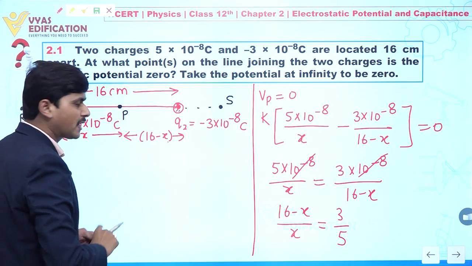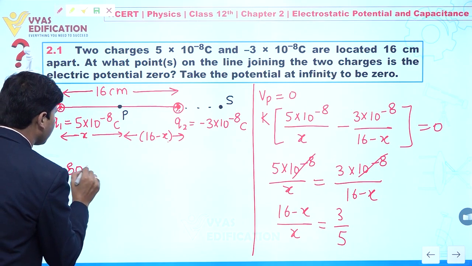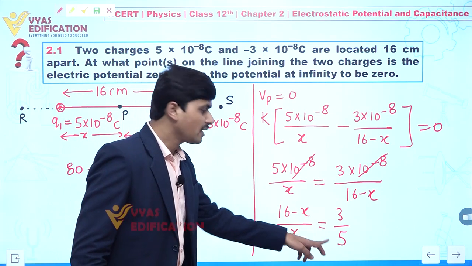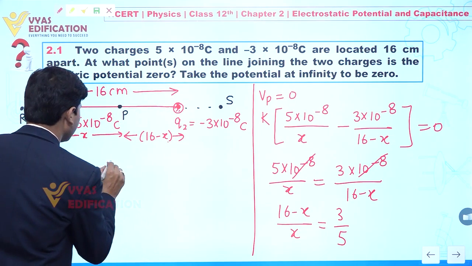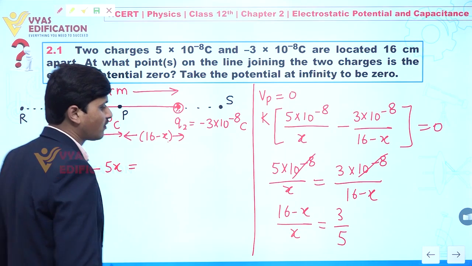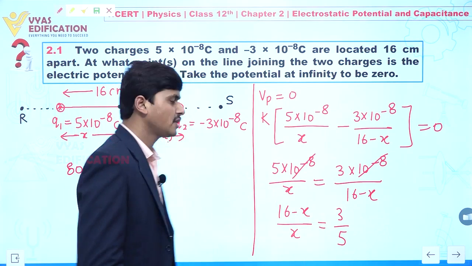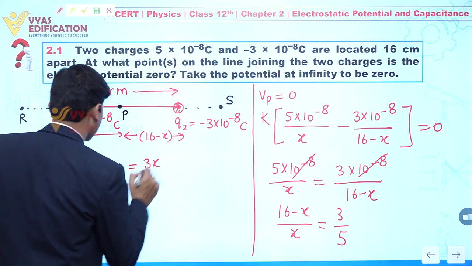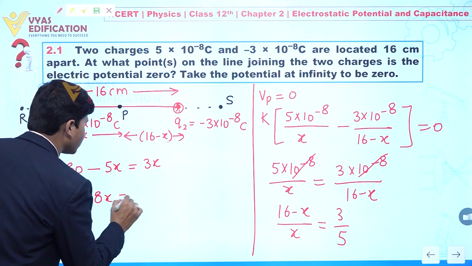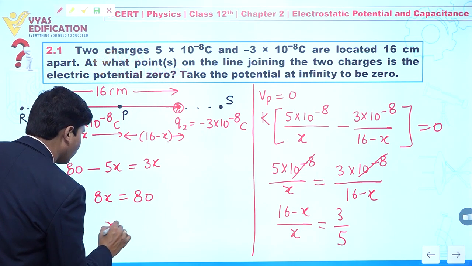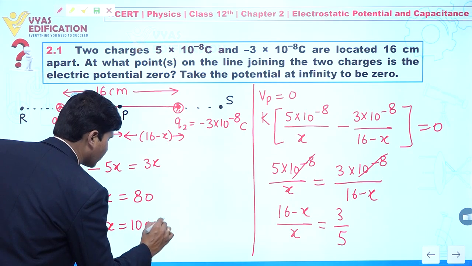If we cross multiply, we can say 16 multiplied by 5 is 80, so 80 minus 5x is equal to, if we multiply x with 3, 3x. From here we can say 8x should be equal to 80. So the value of x we are getting is 10 centimeter, clear to you?